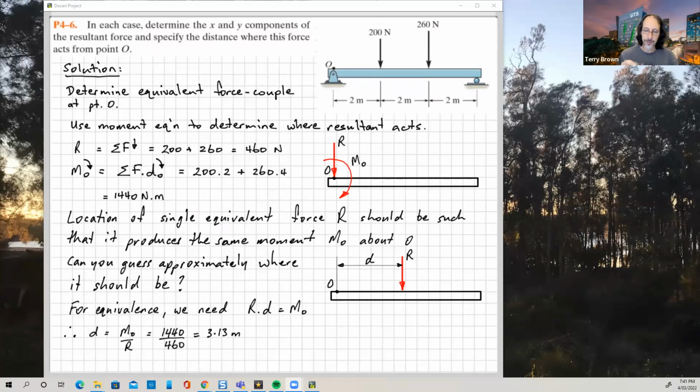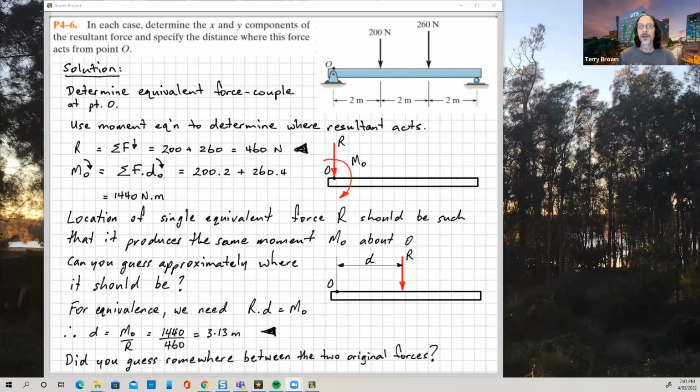Okay, so we can see that it is between the two forces and a little bit closer to the larger of the two forces. Okay, again, which you might expect. All right, so did you guess where the force would be? All right, so that's the end of the problem. Hopefully that was helpful and instructive for you.